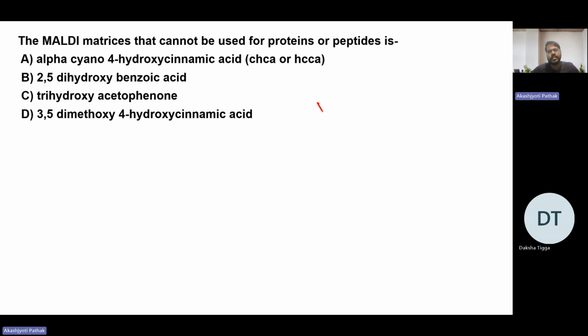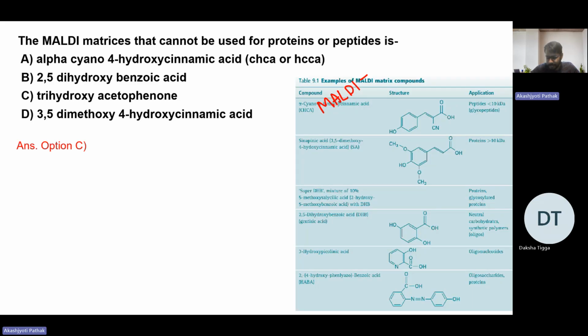In MALDI-TOF, I discussed what you are doing: you are mixing your sample with a particular matrix, and this matrix has a light absorbing chromophore. So what are the different matrices that can be used for your protein sample? This is a fact-based question, and this table is taken from the book Wilson and Walker, where you can see the different matrices that are used in MALDI-TOF, and which matrix can be used for which purpose.